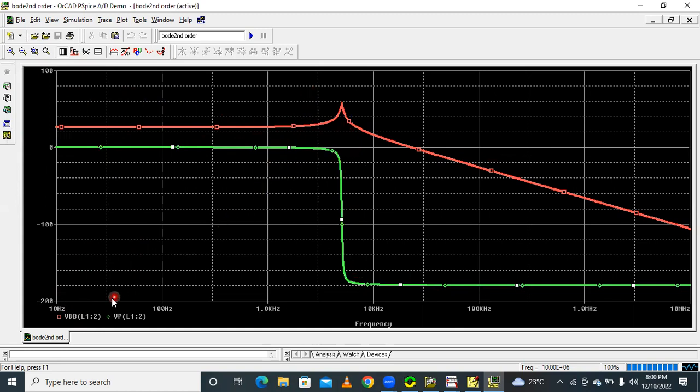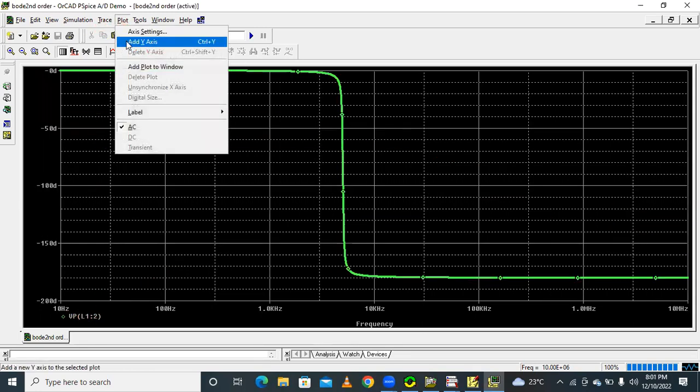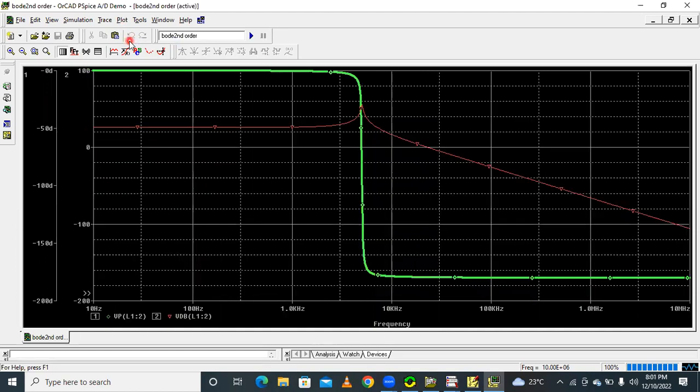Fine. And then, if you want to separate the two waveforms in the same graph by changing the y-axis scale, so if you want to display these two different scales in one graph, select this VDB and press Ctrl X, go to plot and add y-axis, and then Ctrl V.